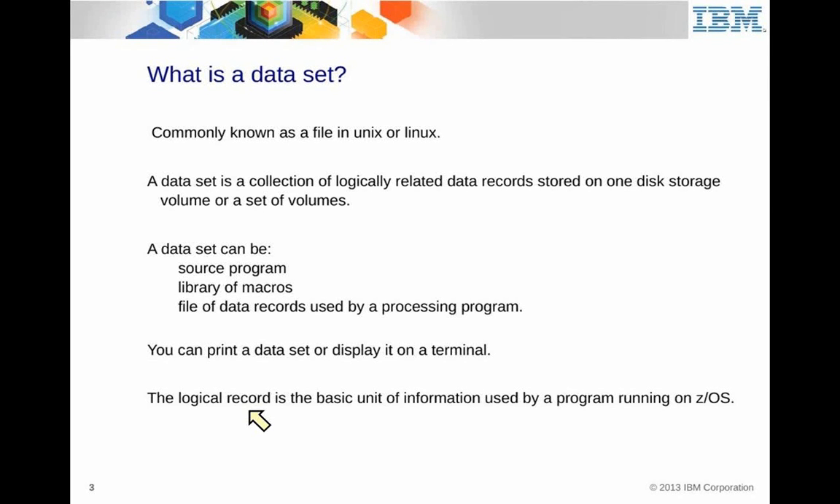In z/OS, we do not have carriage return and new line because everything is record oriented and it has a length. So a logical record has a length and the program can read it. And it knows where the end is because the system has an attribute of that data set and says the record length is this. So when the program reads it, it knows where the end of the record is. So a logical record is the basic unit of information used by a program running in the z/OS environment.